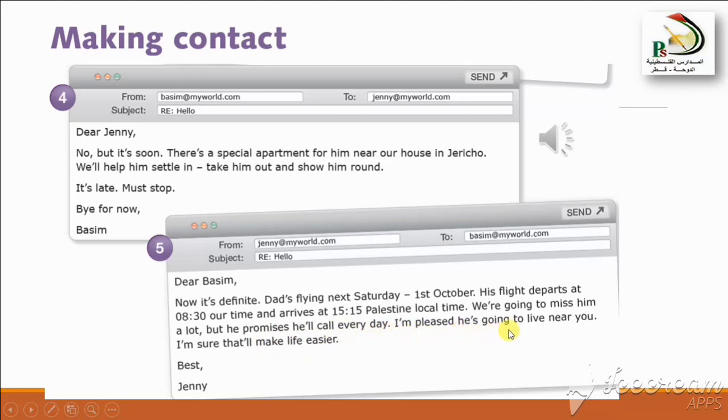She is pleased that he is not going to live away from them. He is going to live near them, and it will make life easier. So this is a beautiful conversation via email between Jenny and Basim. I'm giving you a quick review: their parents are going to work together. That's why Jenny took Basim's email address from her dad and contacted him in order to know the details.